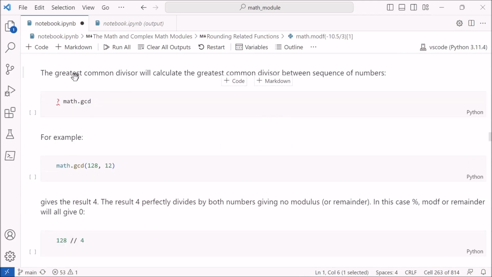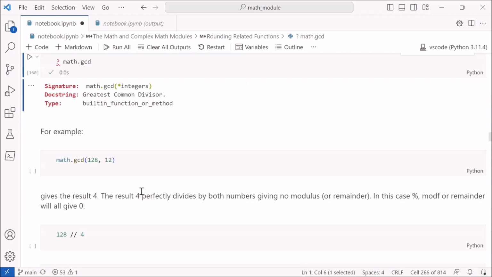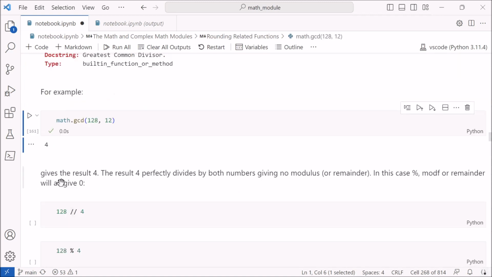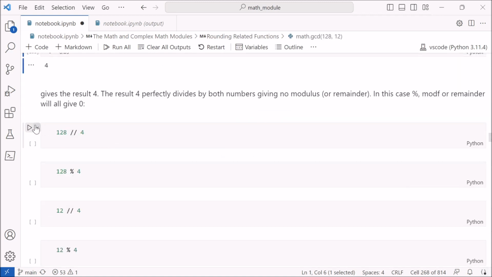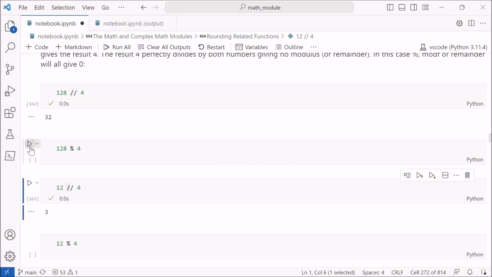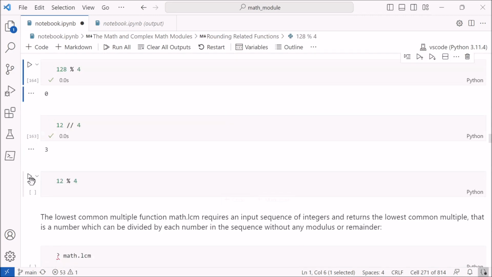So we also have the greatest common divisor, which will calculate the greatest common divisor between a sequence of numbers. So for example, we can have a look at the greatest common divisor of 128 and 12. This gives the result 4, and 4 perfectly divides both 128 and 12. So notice in both cases there's no modulus.